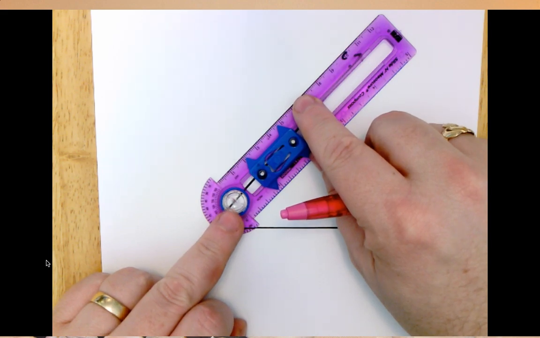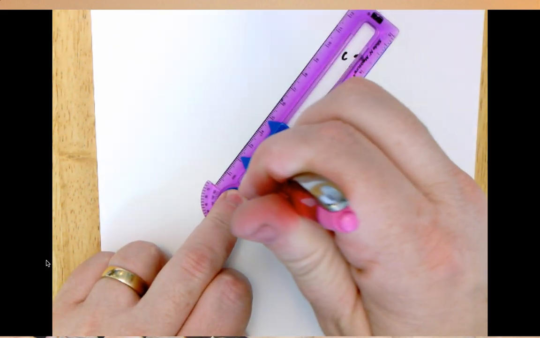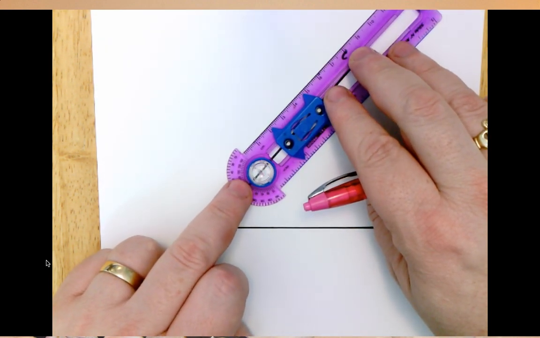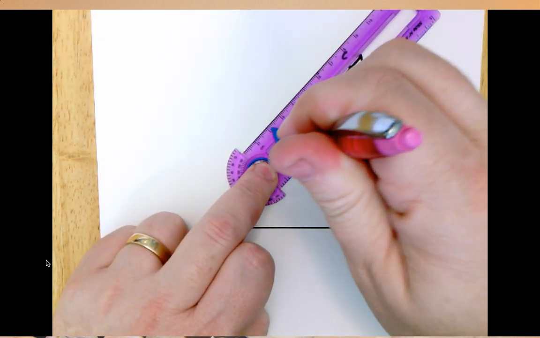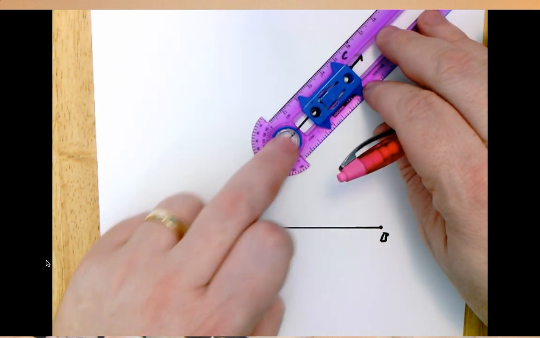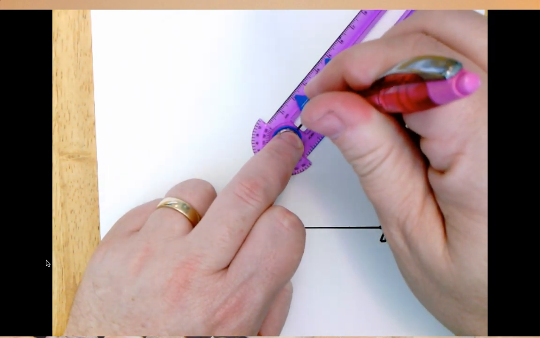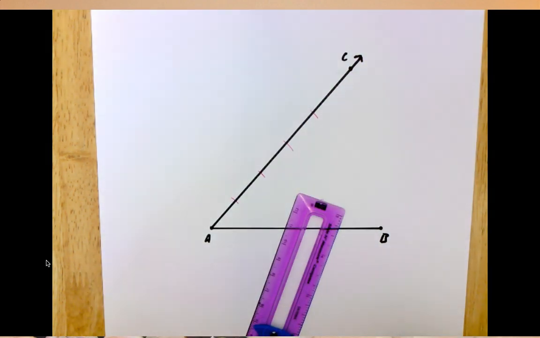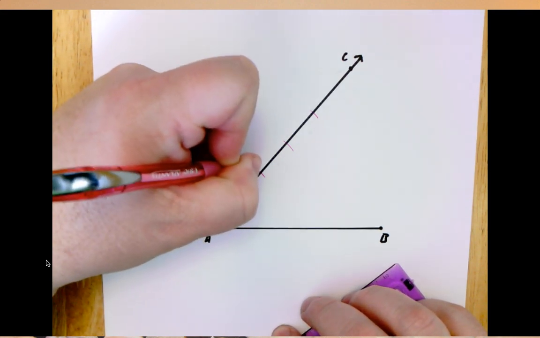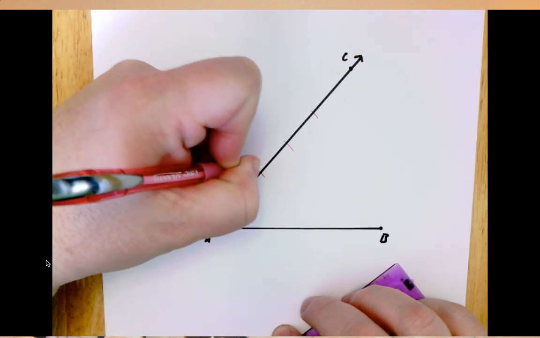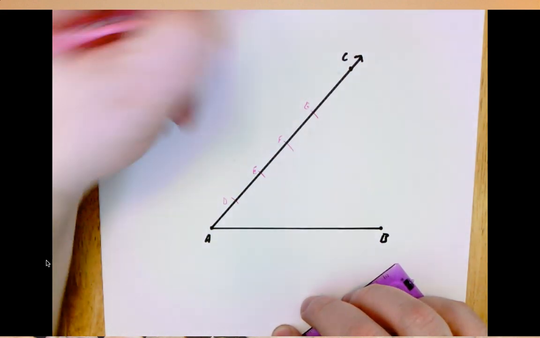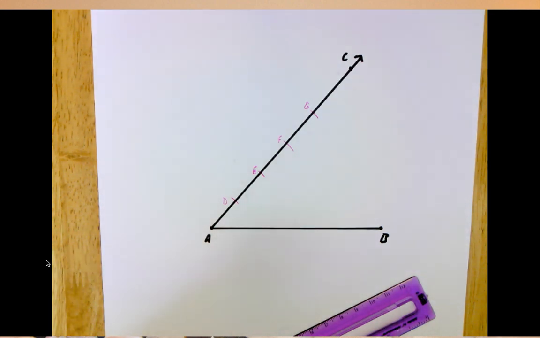Then I move my crosshairs to that point. Mark where it crosses the line again. Move it up again. 2 more times. Last one. And now I have 4 equally spaced points, D, E, F, and G, along ray AC.